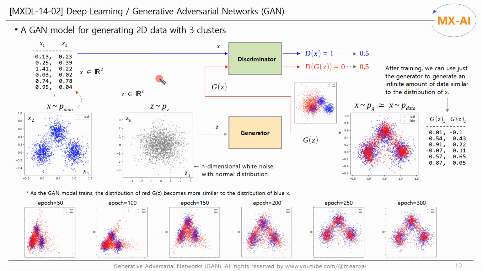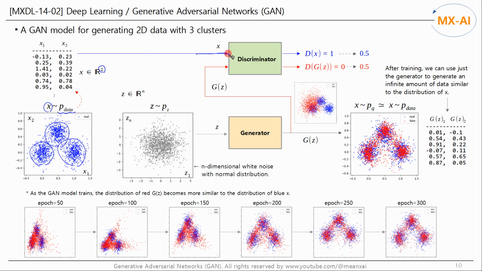Before writing the code, let's first look at how the generator produces two-dimensional data as the GAN model is trained. The real data is two-dimensional data consisting of 3 clusters as follows. Each cluster is represented by a separate Gaussian distribution. This distribution is P data, and the real data X comes from this distribution.